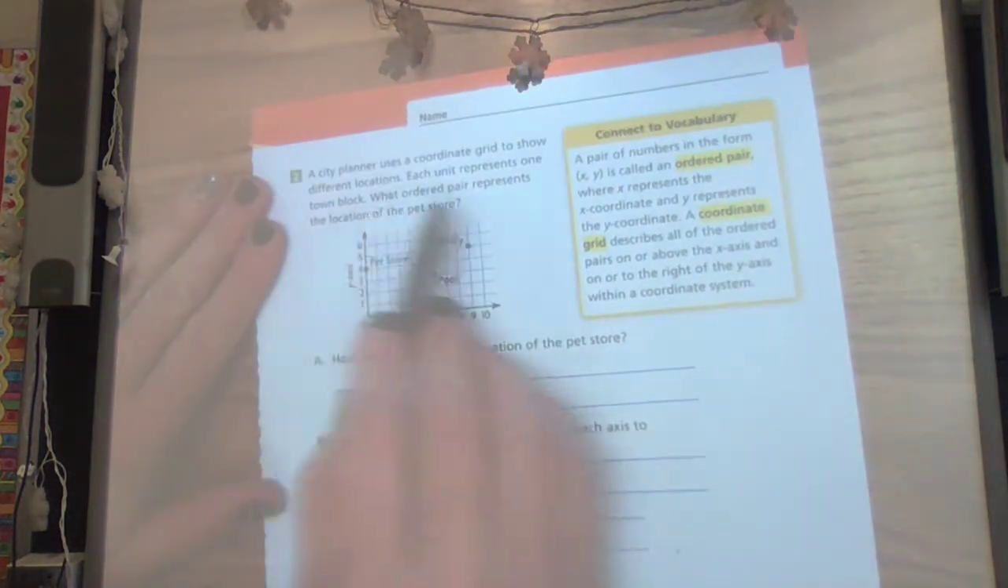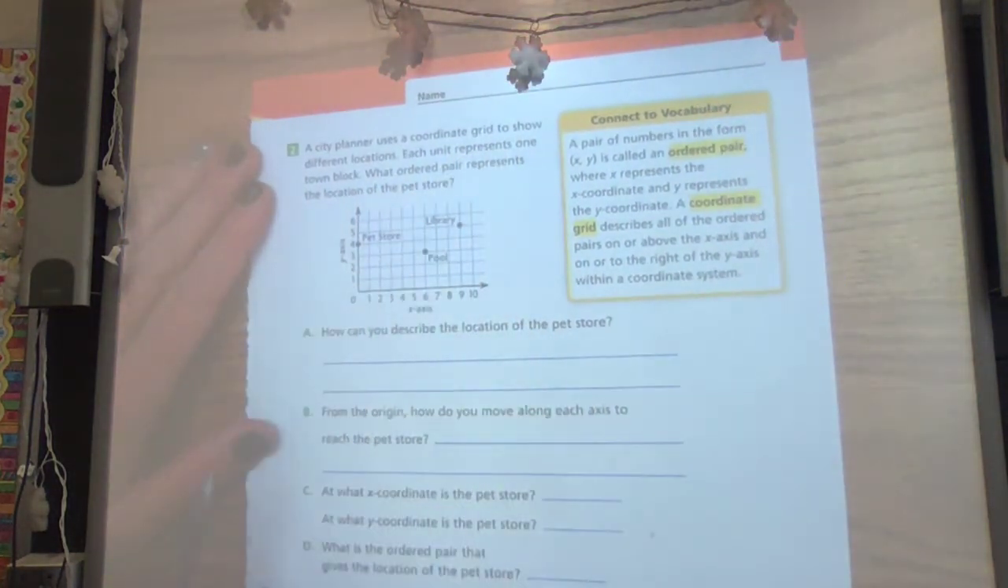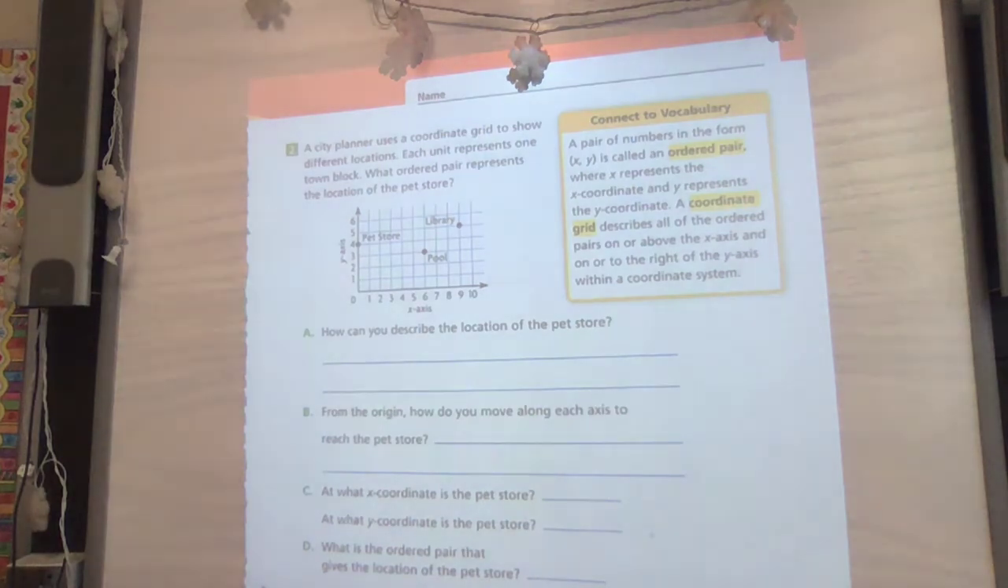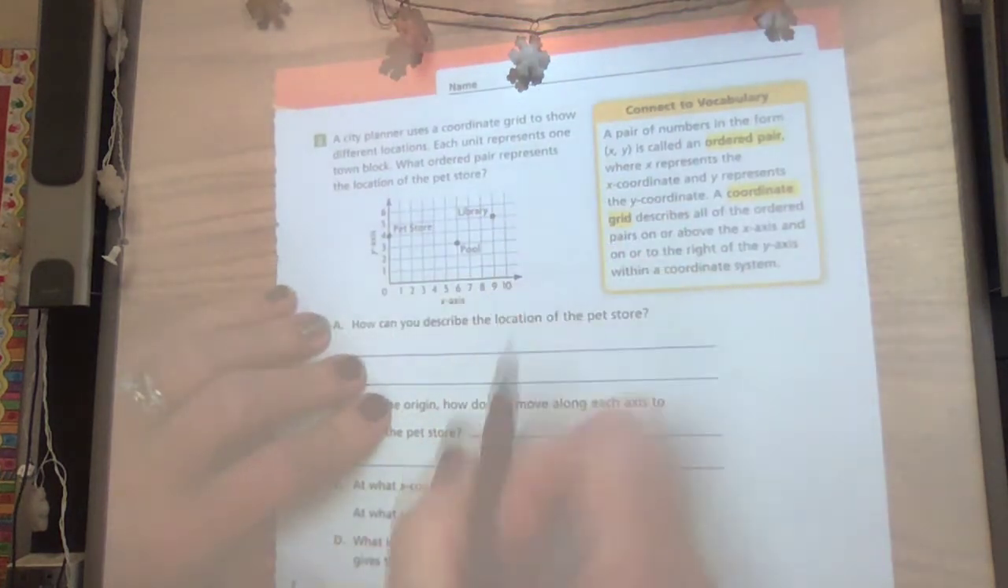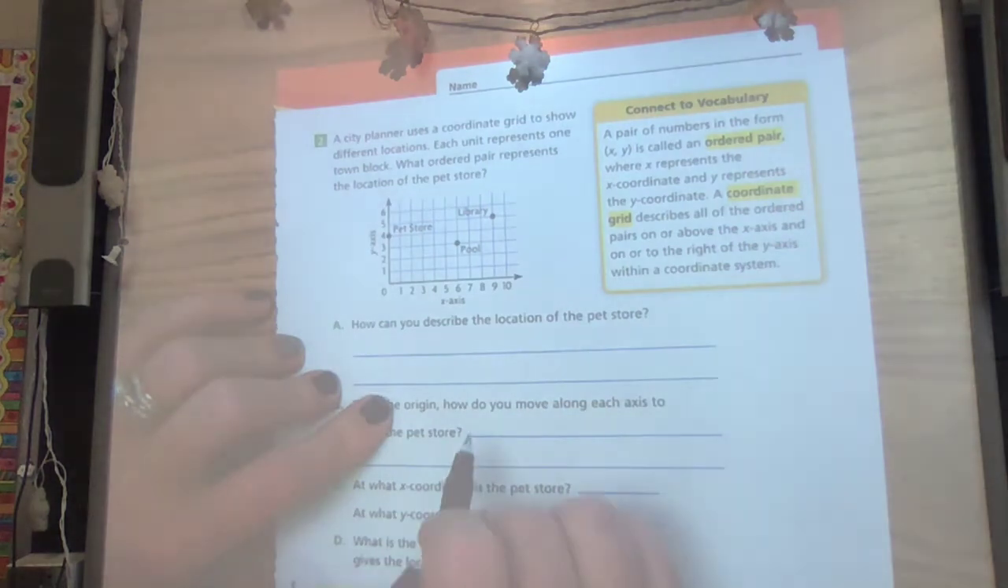Okay, let's look at 475. A city planner uses a coordinate grid to show different locations. Each unit represents one town block. What ordered pair represents the location of the pet store? So the pet store is put somewhere that can be tricky sometimes. How can we describe the location of the pet store?